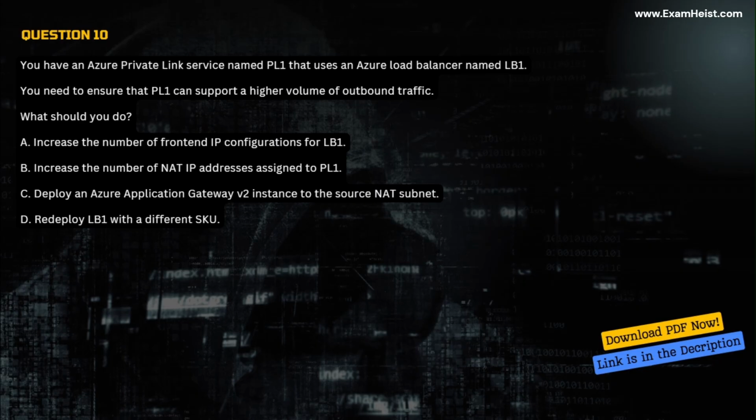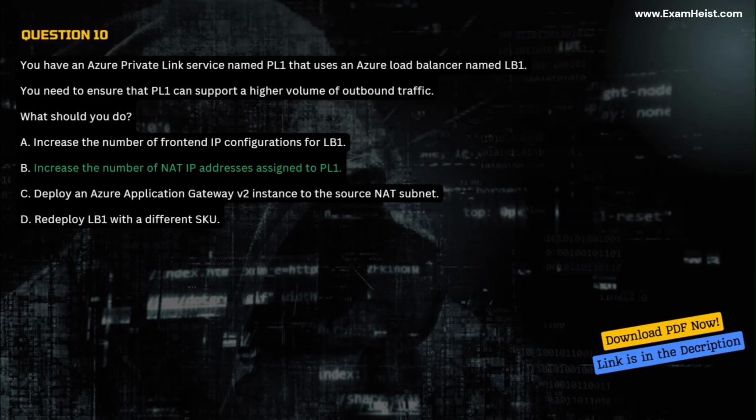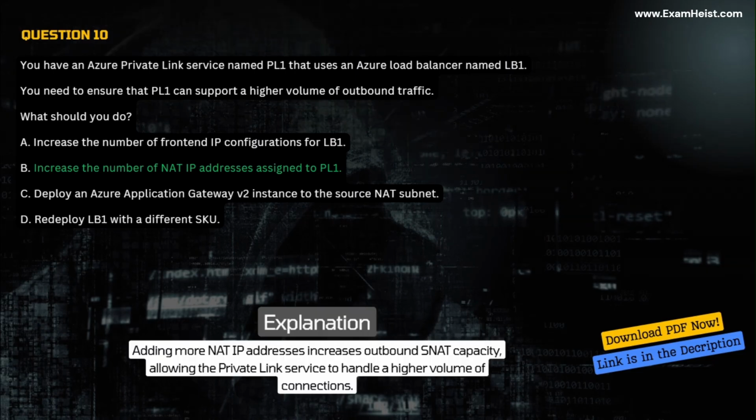B. Increase the number of NAT IP addresses assigned to PL1. C. Deploy an Azure Application Gateway v2 instance to the source NAT subnet. D. Redeploy LB1 with a different SKU. Correct answer B. Increase the number of NAT IP addresses assigned to PL1. Explanation. Adding more NAT IP addresses increases outbound SNAT capacity, allowing the private link service to handle a higher volume of connections.